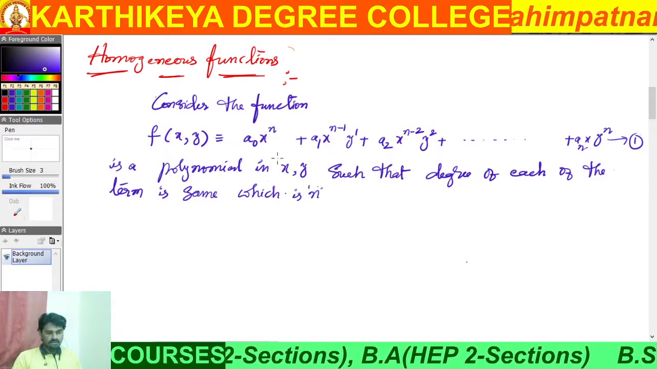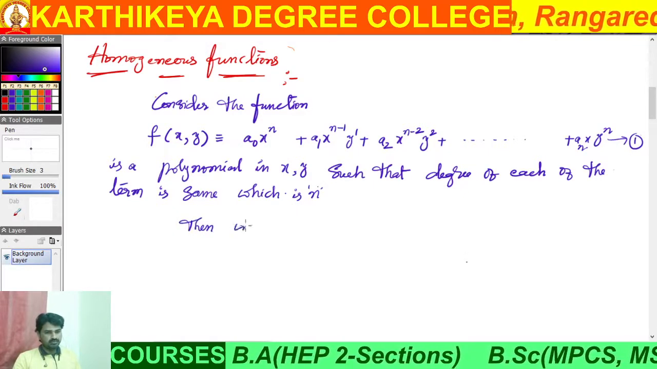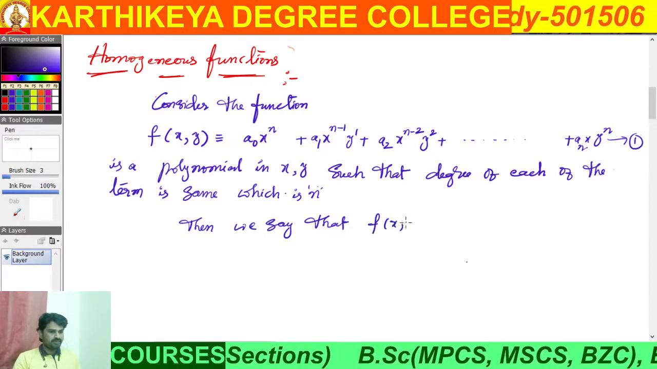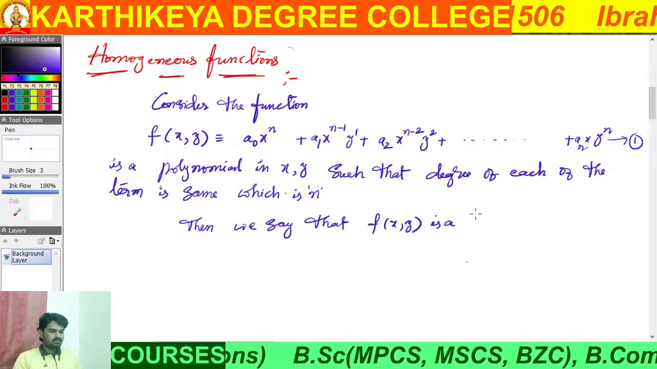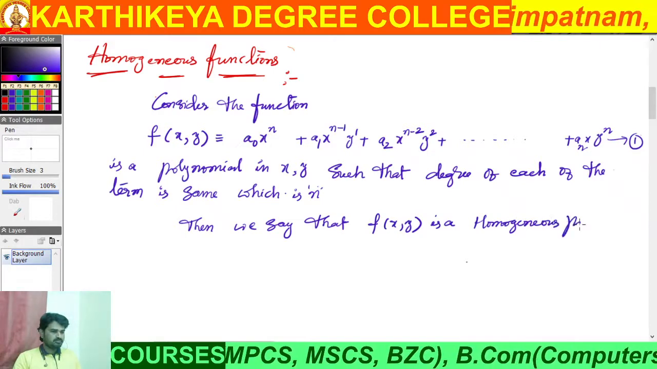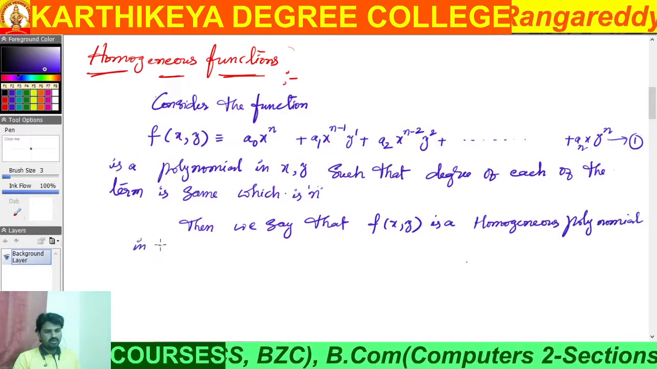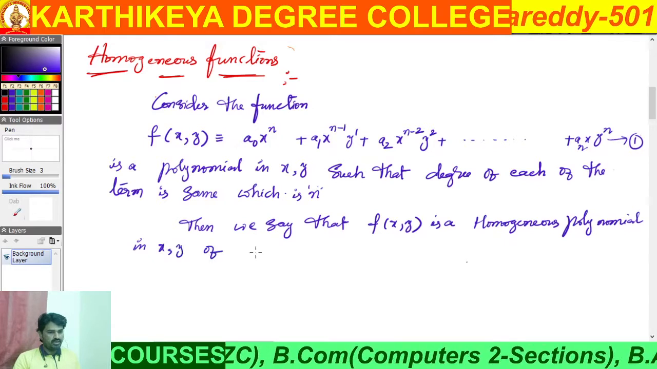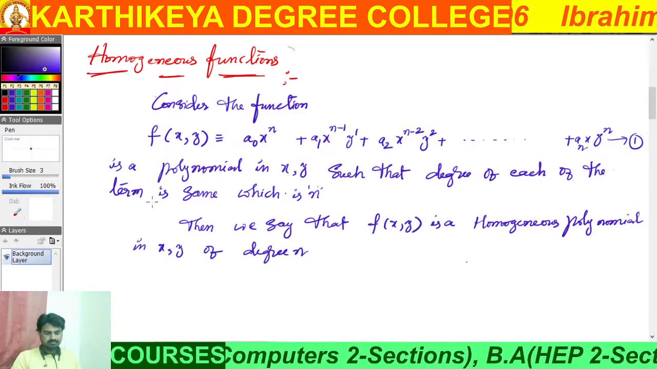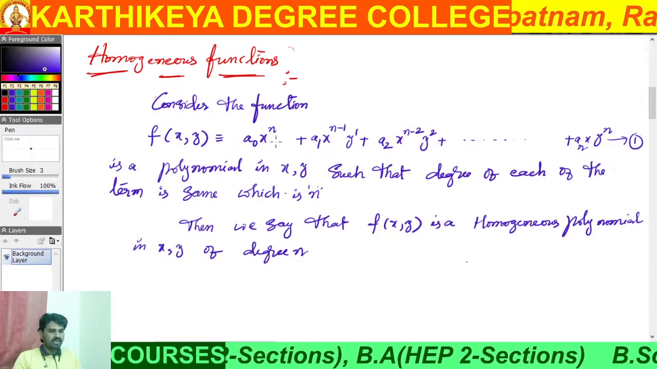Okay, so such types of polynomials are called, then we say that f of xy is a homogeneous polynomial in the variables x comma y of degree how much? Degree n. This is the general definition. But here, if you take the variables, you have seen x to the power of n.